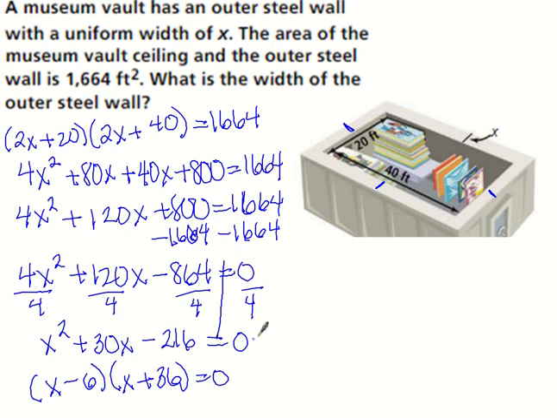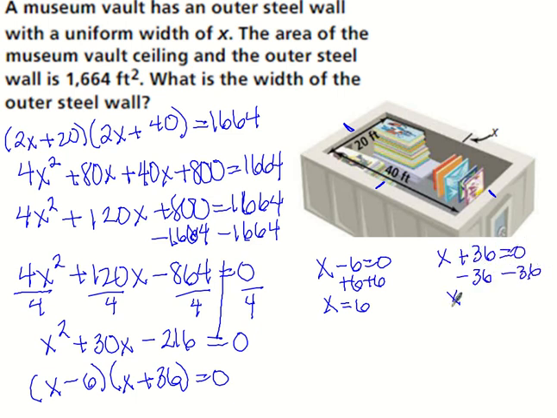So if I go to solve them, x minus 6 equals 0. I add 6 to both sides. One answer is x equals 6. If I go x plus 36 equals 0, I go minus 36. And I get x equals negative 36. So we solve the same way.